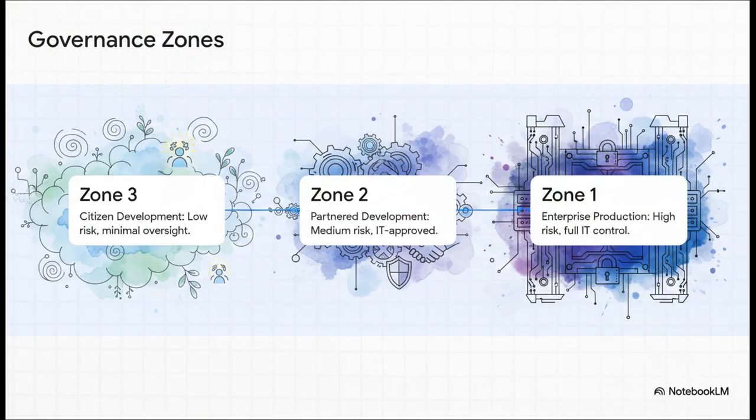Okay, so the model itself is built on 3 distinct zones, and they basically move from low risk and high freedom all the way to high risk and very tight control. We've got Zone 3 for citizen development, Zone 2 for partner development, and Zone 1 for enterprise production. Let's break each one of these down.